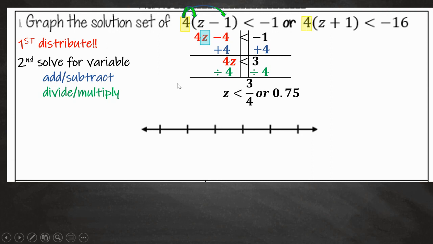So we can go ahead and graph that on our number line. We're going to estimate our 3/4 or 0.75 to be about right here. And our inequality says that z is less than that, so we are going to the left.